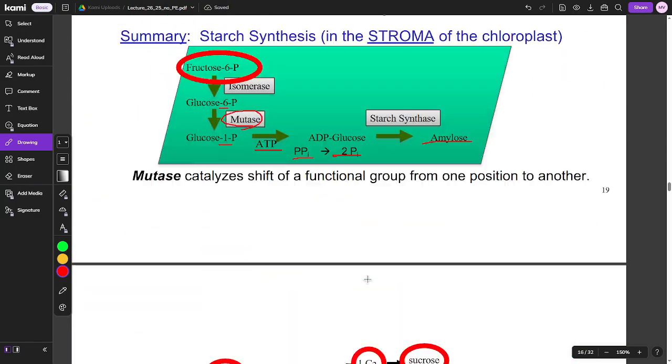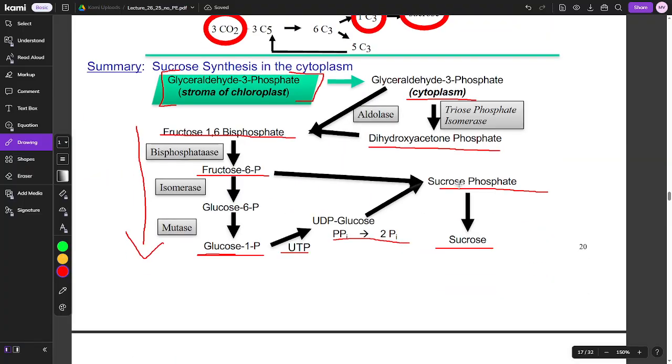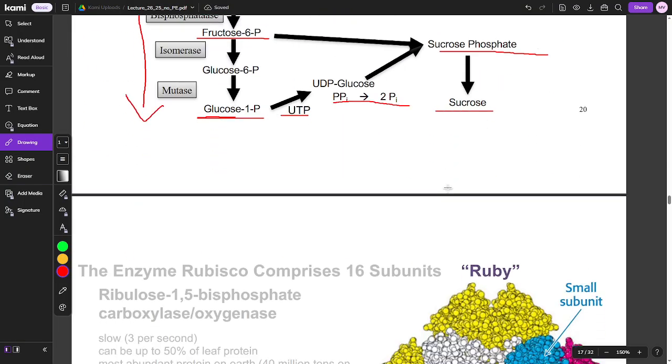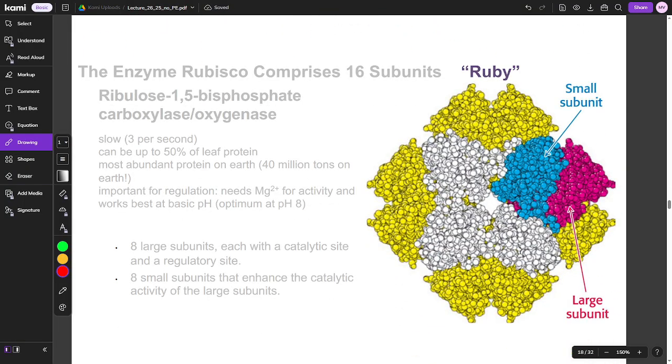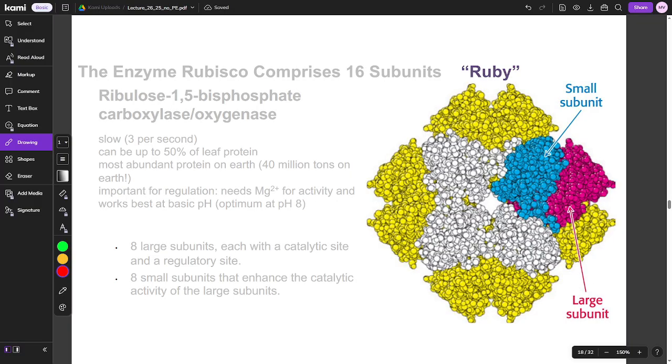I don't think these two are that important. I think you keep them in mind, but there's other things that you can be tested on that are not this, and this is not a big deal. So we've already talked about these. We got the small and the large subunits. The large subunits are the ones that have the enzyme activity, and the small ones are like supporters, like the hype men.